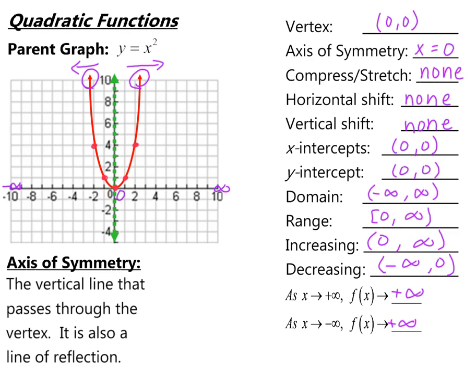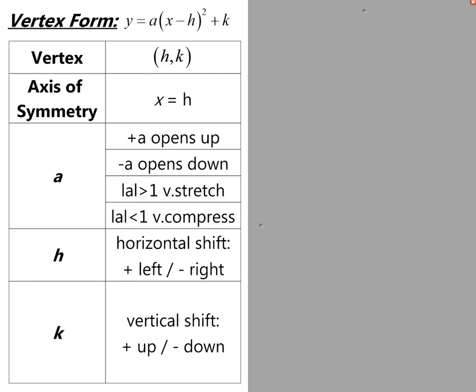Next, we're going to take a look at 3 different forms of a quadratic function and what information in our chart we can get straight from the equation. The first form we're going to look at is vertex form, and that will read y equals a times (x minus h) quantity squared plus k.